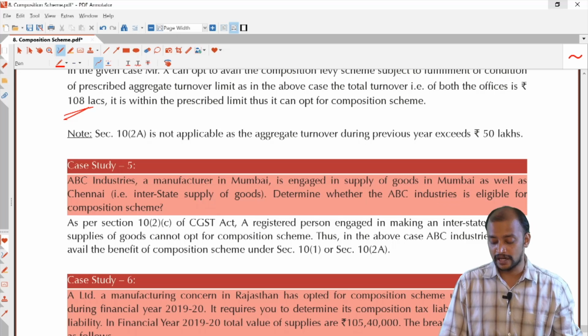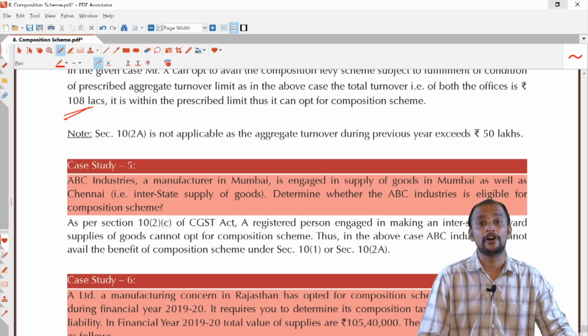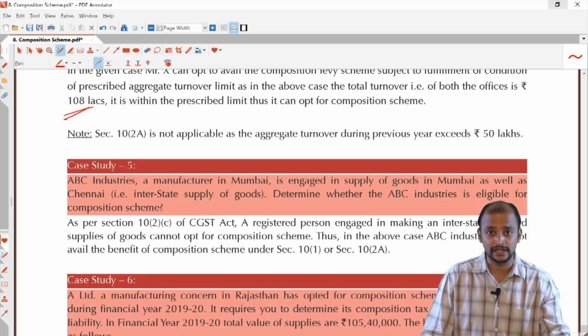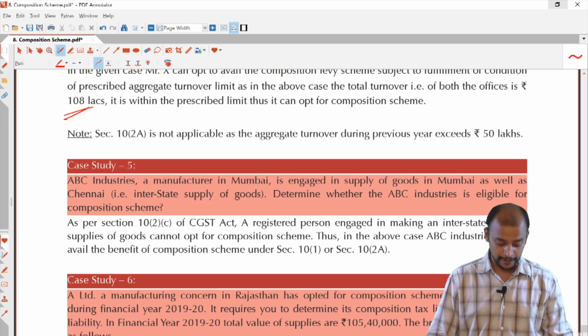And remember, when you calculate aggregate turnover, you need to calculate on an all-India basis. So for multiple registrations, the entire turnover should be taken.